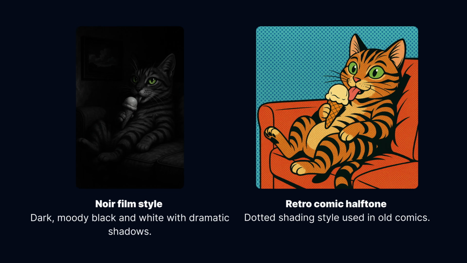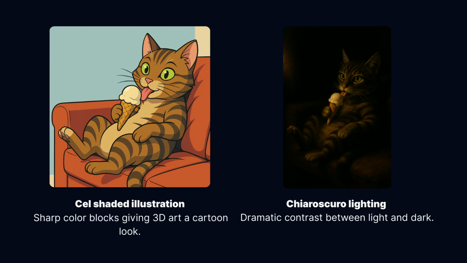After that, we have noir film style, dark moody black and white with dramatic shadows. And then retro comic halftone, dotted shading style used in old comics. We then move on to cel-shaded illustration, sharp color blocks giving 3D art a cartoon look. Then we have chiaroscuro lighting, not sure if I'm pronouncing that right, which is dramatic contrast between light and dark.